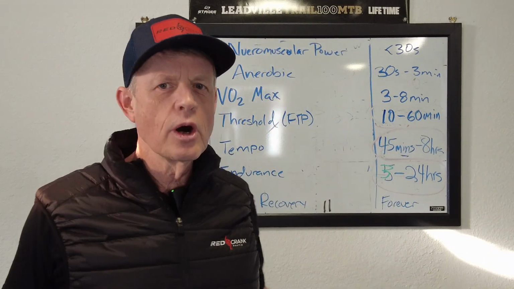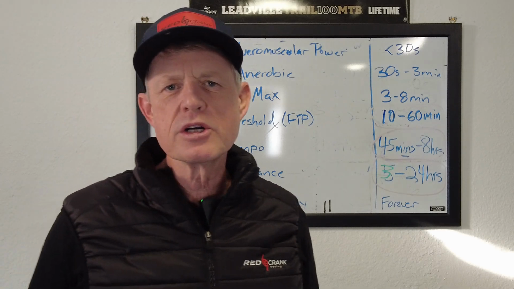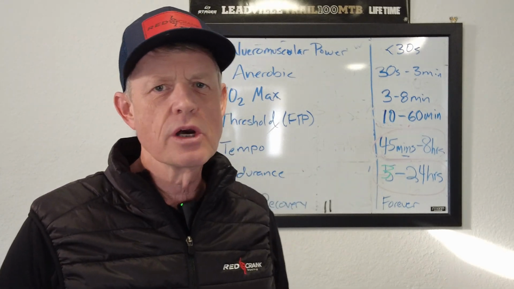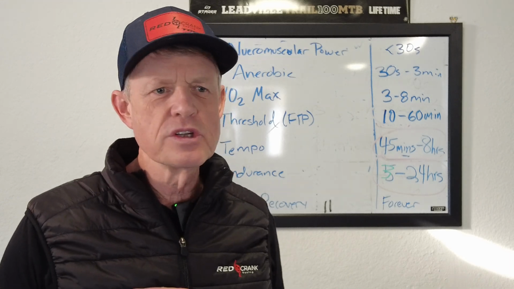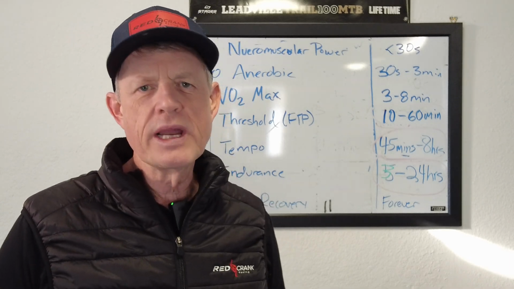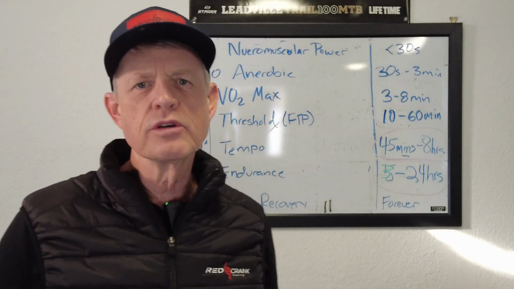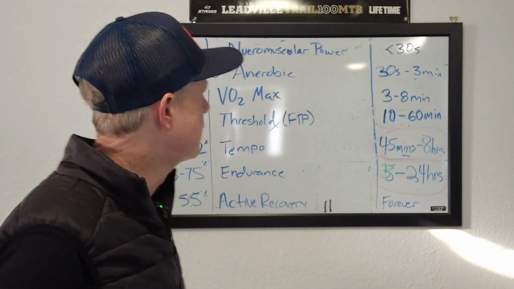So when we do neuromuscular power intervals in the studio, we're doing microbursts, mainly because we don't do a lot of sprinting on the trainers. So we're doing usually 15 to 20 seconds on, 15 to 20 seconds off at 150%. So just that neuromuscular hit.